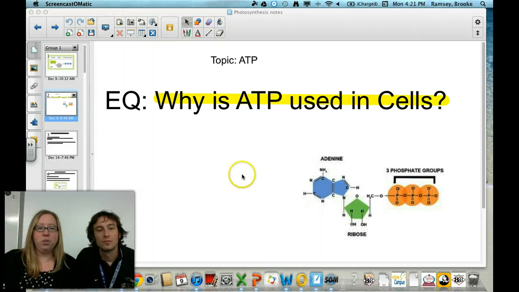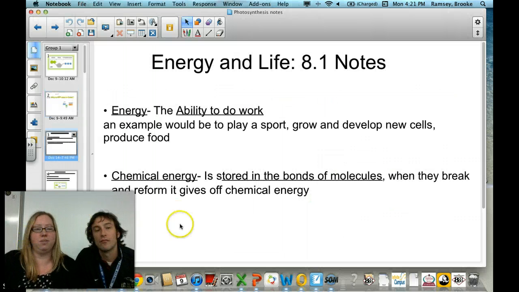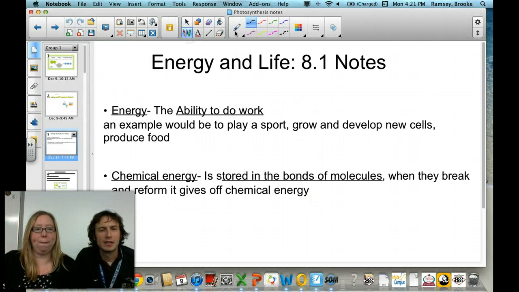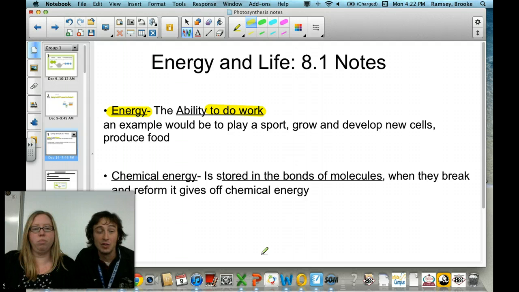Right, so welcome to the ATP Notes. The EQ for today is why is ATP used in cells? If you recall back to your physical science days, you talked a little bit about energy. And of course, life requires energy, right? To be able to play a sport, to be able to add new cells when cells get damaged, or if you're a plant, to produce food, energy is related, energy is associated.